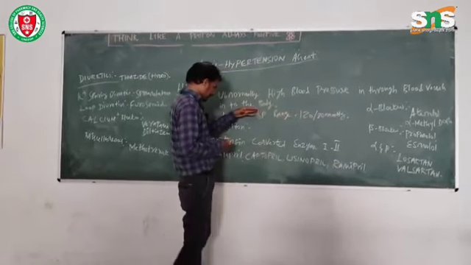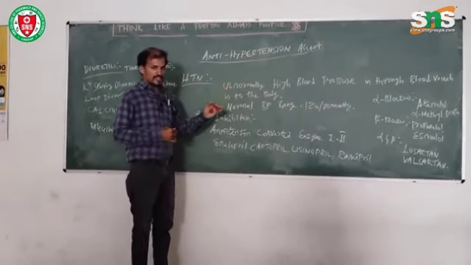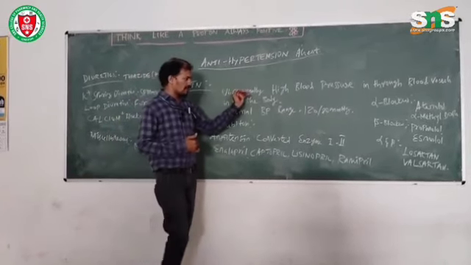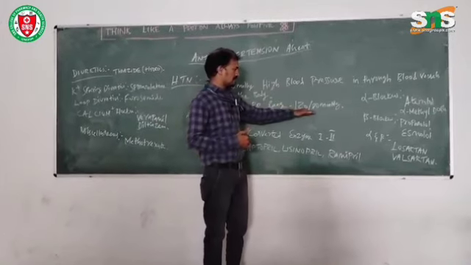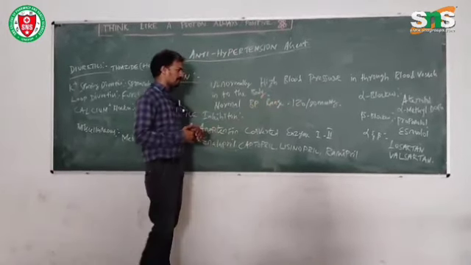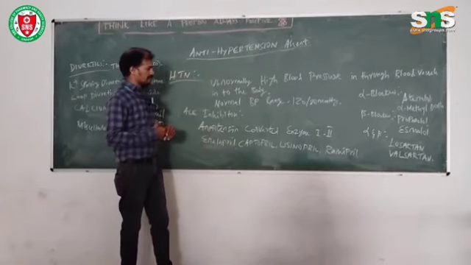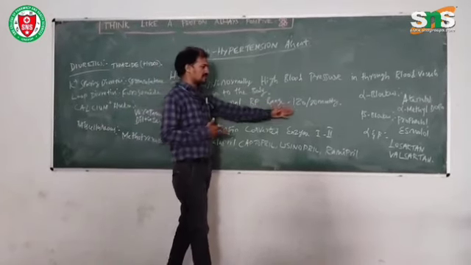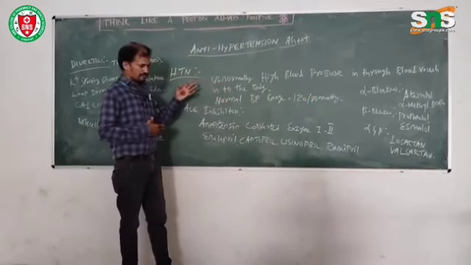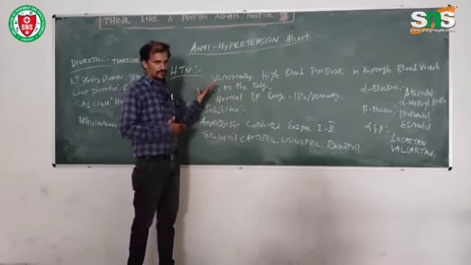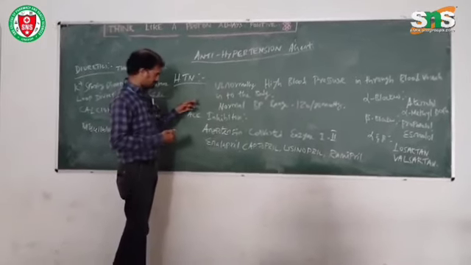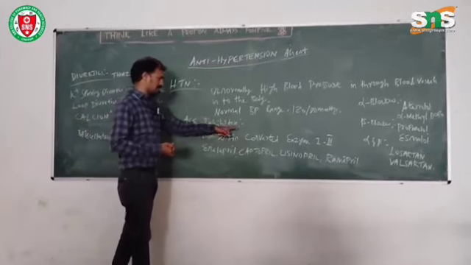Here, the BP range for a child is above, and for middle-aged people it is around 160 mmHg. So the BP ratio varies for different human beings. First of all, the ACE inhibitors.